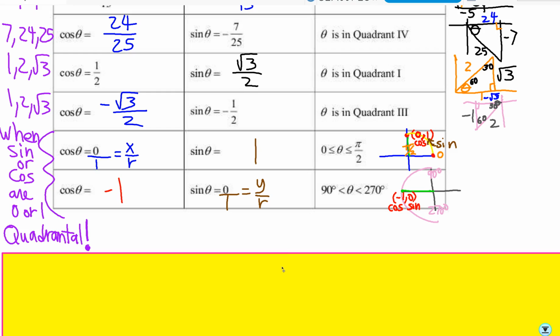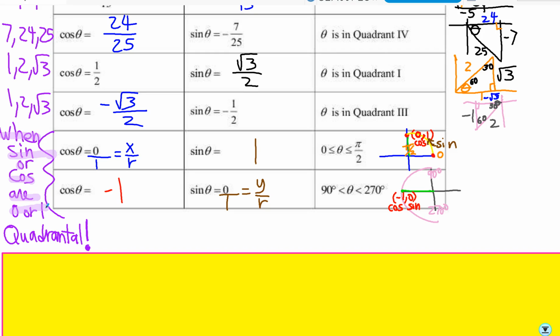So this time it's going to be the quadrantal on the x-axis, -1, 0, because I know, and this is something that you should memorize, that anytime I have sine or cosine that are values of 0 or 1, those are quadrantals, meaning it is a point that appears on either the x or the y axis. In this case, it's going to be on the x axis.